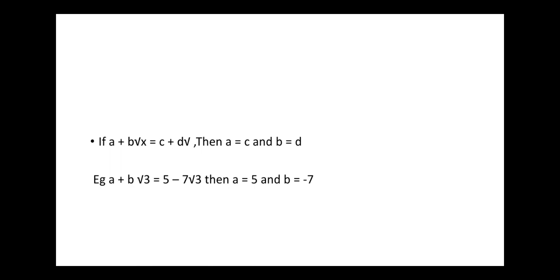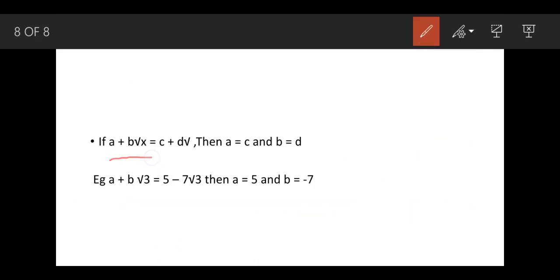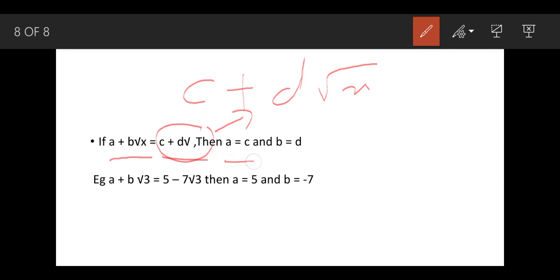One more property. If a plus b root x is equal to c plus d root x, here x is the same in both. So on comparing, we will get a is equal to c and b is equal to d.